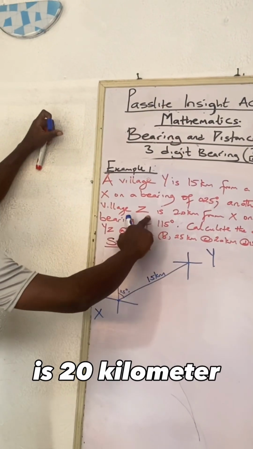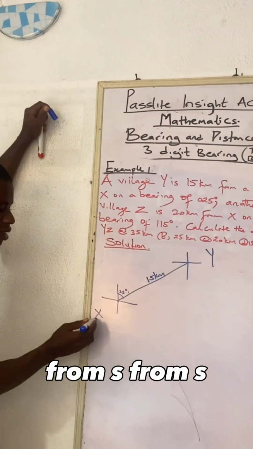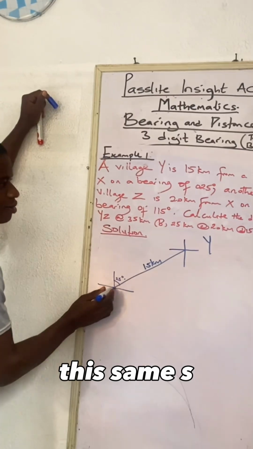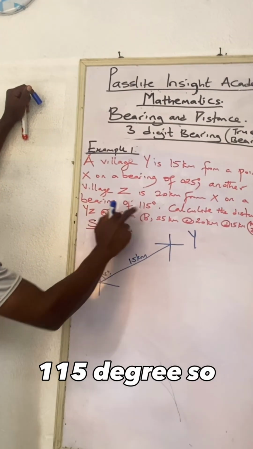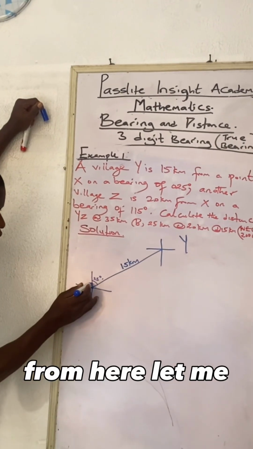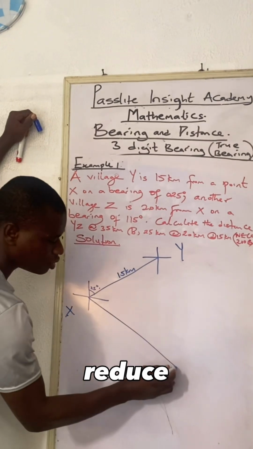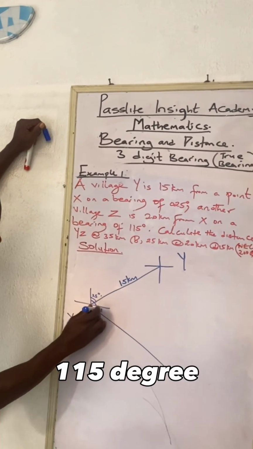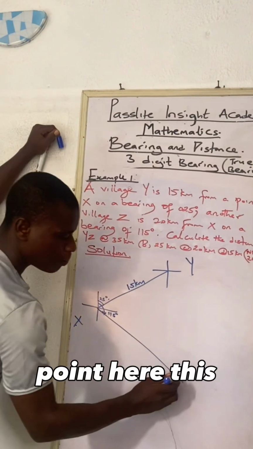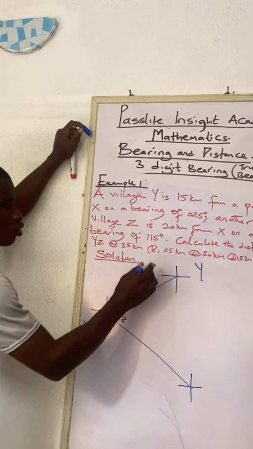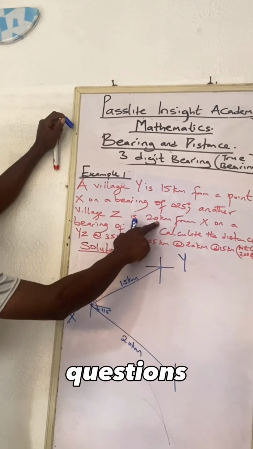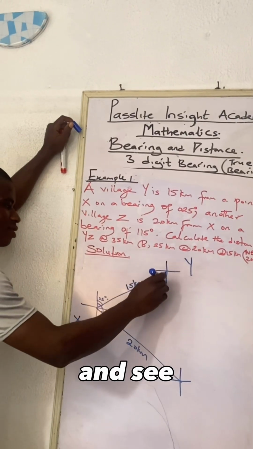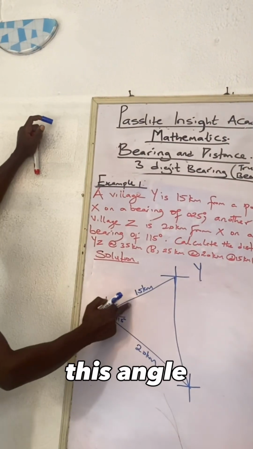Another village Z is 20 kilometers from S. From the same S, on which bearing? 115 degrees. So 115 will be from here. Let me draw it. From the beginning to this point, 115 degrees. So draw that point here this way. This one is 20 kilometers from the given question. So join it together and see. So that is it. Let's get all these angles.